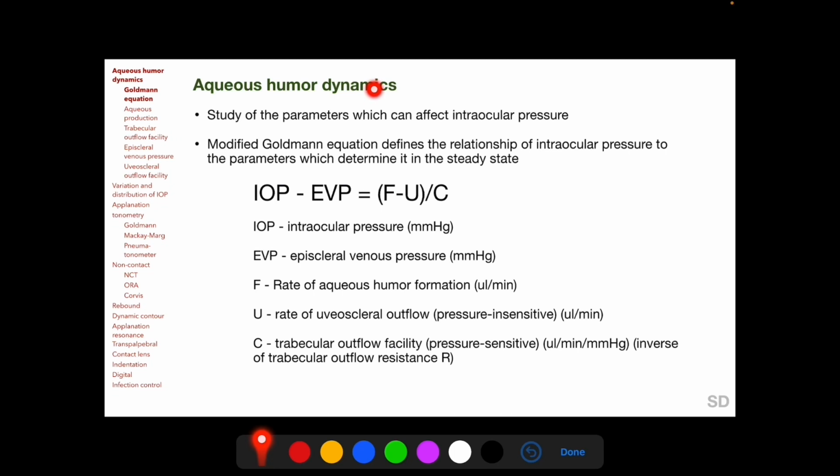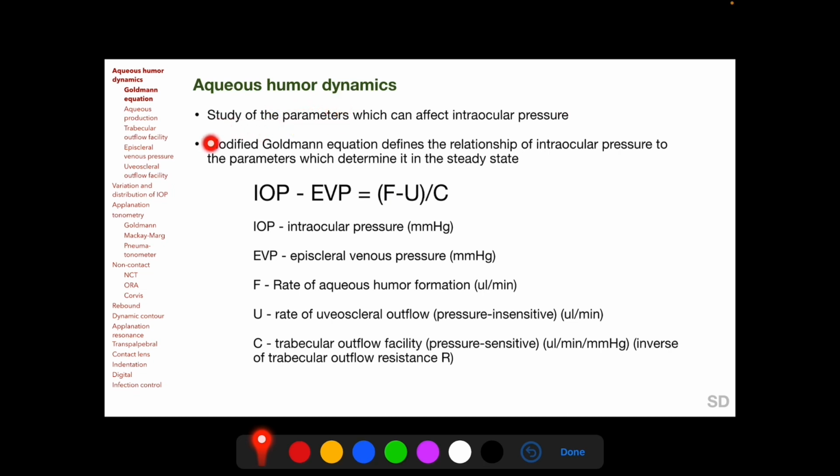Aqueous humor dynamics is the study of the parameters which can affect intraocular pressure. Study of these parameters is important because intraocular pressure is still the only risk factor towards which all the currently approved therapy for glaucomatous optic neuropathy are directed, and intraocular pressure can be reduced only by modulating these parameters.